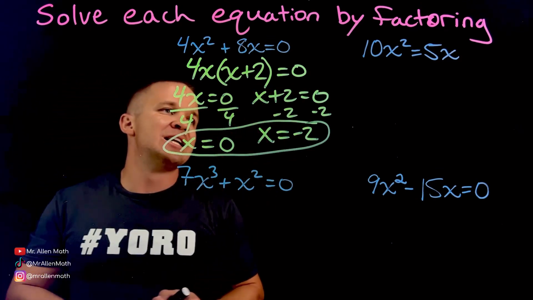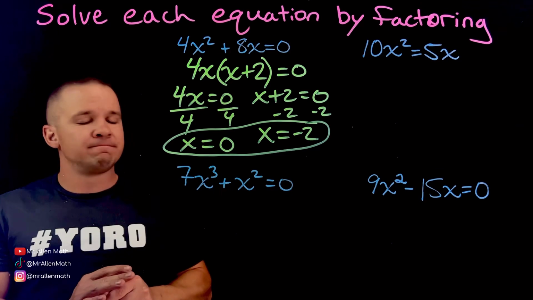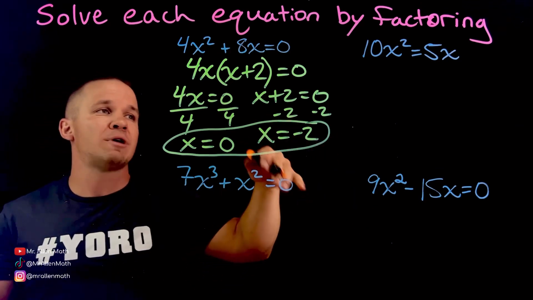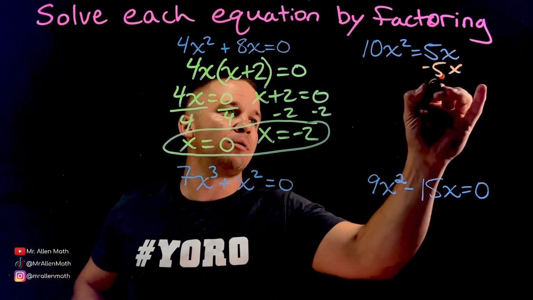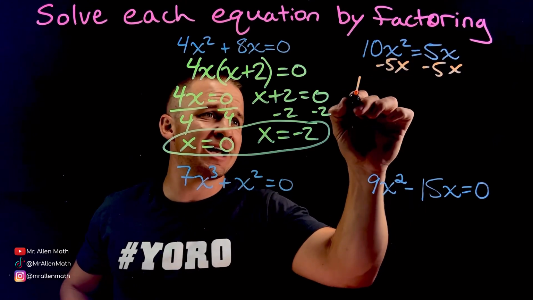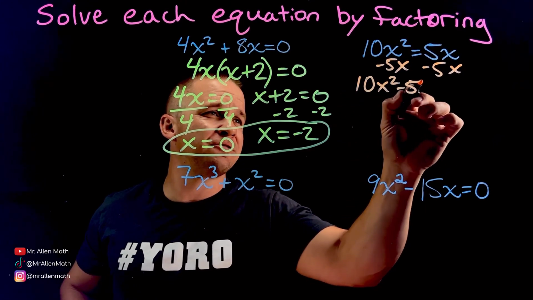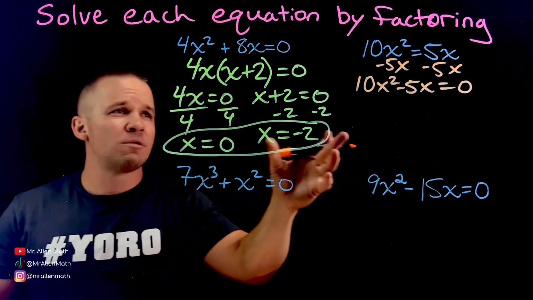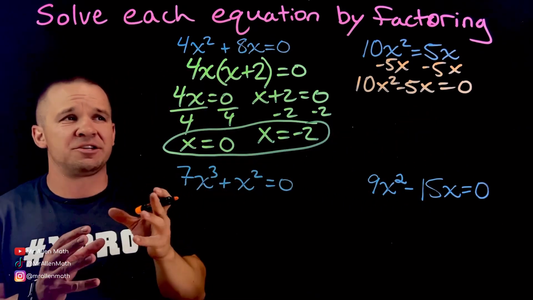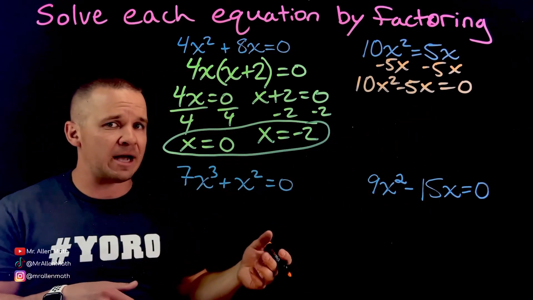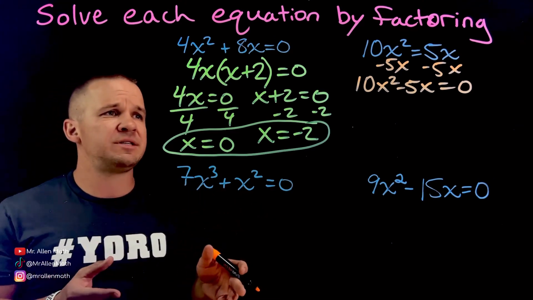Okay, next one over here. Is that equal to 0? It is not. Okay, so I got to subtract that 5x on both sides. So I got 10x squared minus 5x equals 0. Right, the 10x squared and the negative 5x, those aren't like terms because one's x squared, one is x. Two separate terms. What's my GCF?